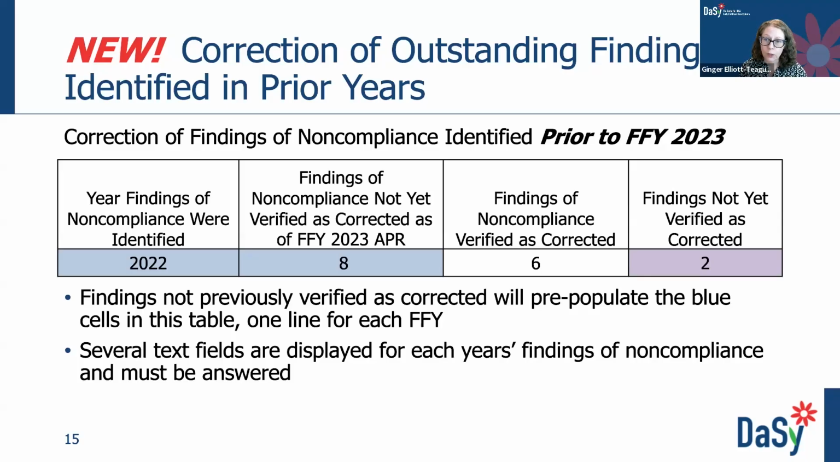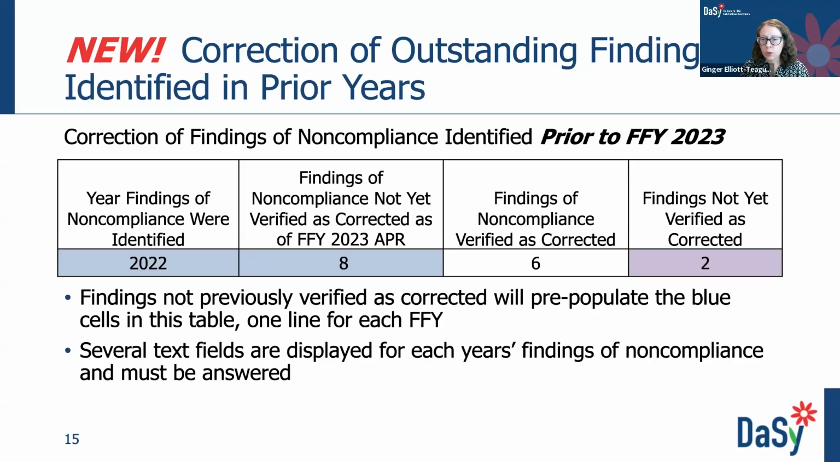So in this example, there were 8 findings that were still not yet verified as of your last APR. Since then, 6 have been verified as corrected. Okay, so in that year, 6 of those 8 were corrected, and there are still 2 that remain open from FFY 2022. So remember, your subsequent correction box looks at the findings that were not yet corrected or were corrected in FFY 2023. And this box looks at those prior years.